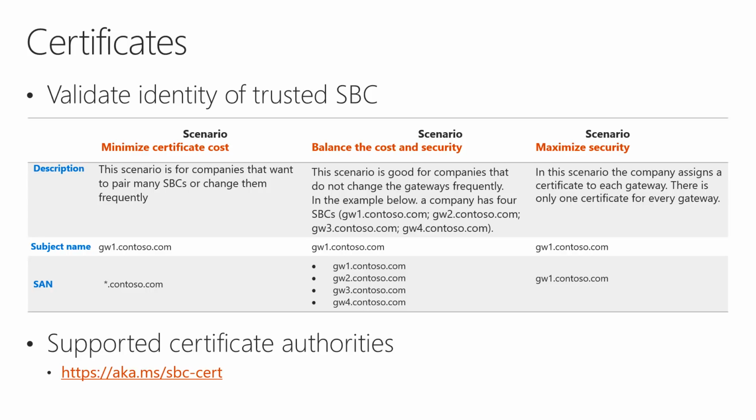Then the maximum security scenario: you have one certificate per server. You dedicate one certificate to each of your servers. So the first SPC gets gateway1.contoso.com, the second one gets a dedicated certificate gateway2.contoso.com, and now you have multiple certificates that you're going to use. You can find a list of all the supported certificate authorities with the link shown on this slide.